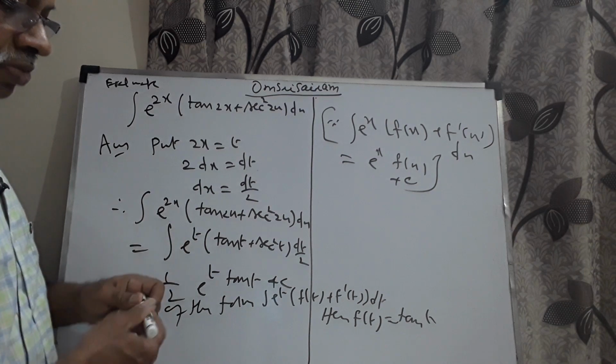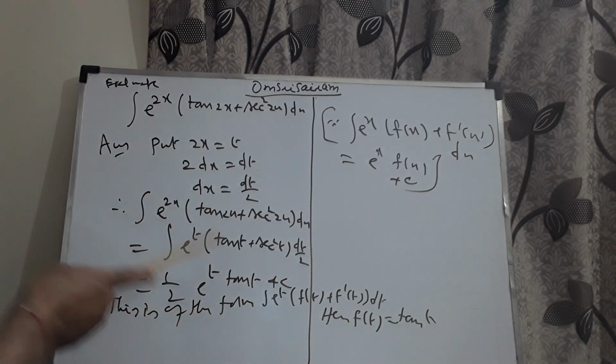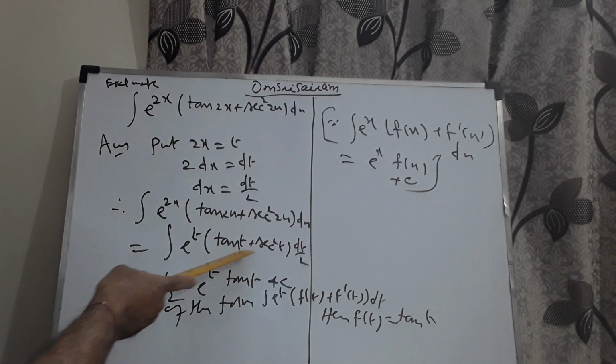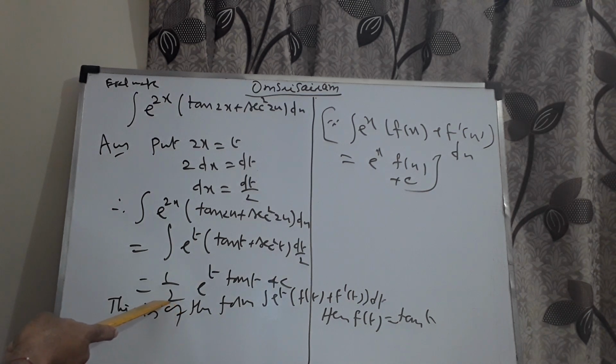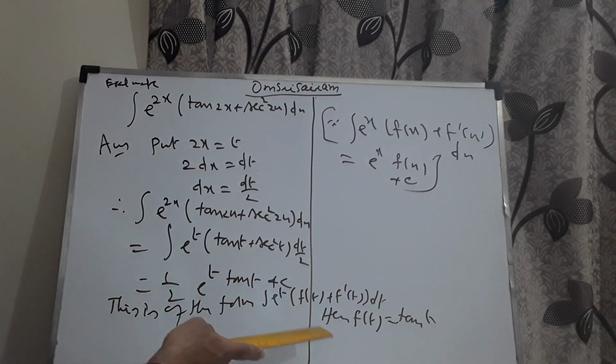This is given in terms of x, but here it is in terms of t anyway. Therefore, the derivative of tan t is secant square t. If I take this as f dash of t, the 1 by 2 is taken out of the integral being constant. Now half e power t tan t plus c will be the final answer, because this is the form e power t into f of t plus f dash of t. Here f of t is equal to tan t. It's a very simple result, and you can have a generalization.